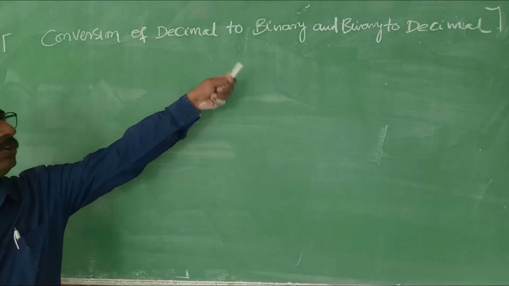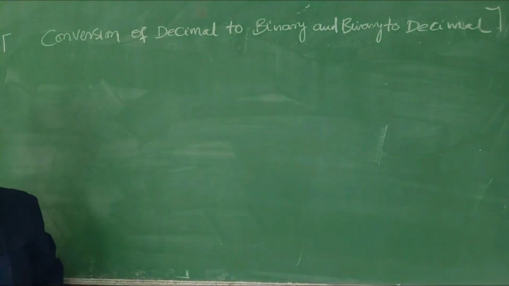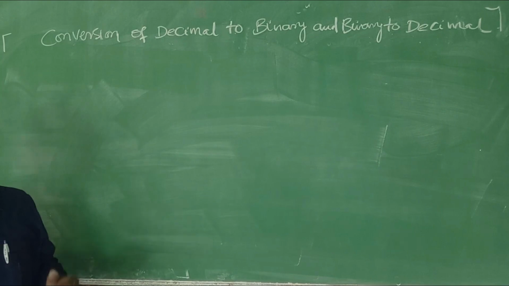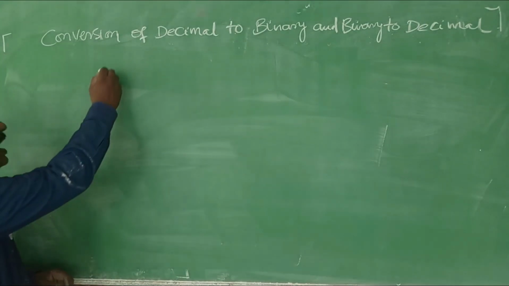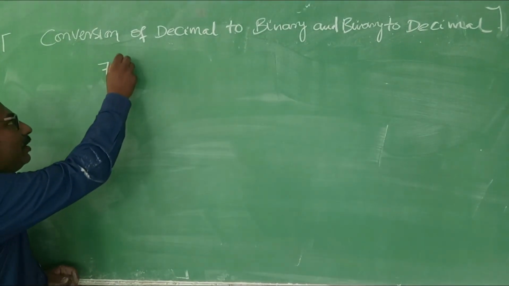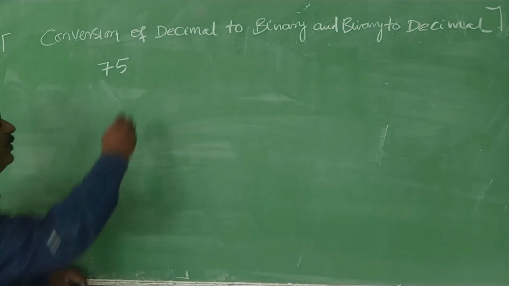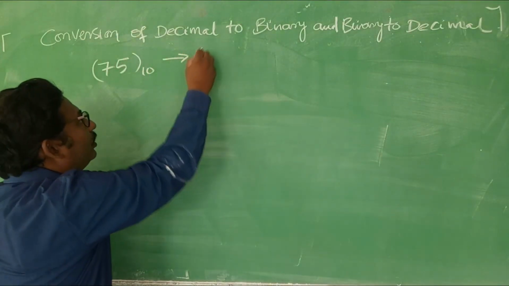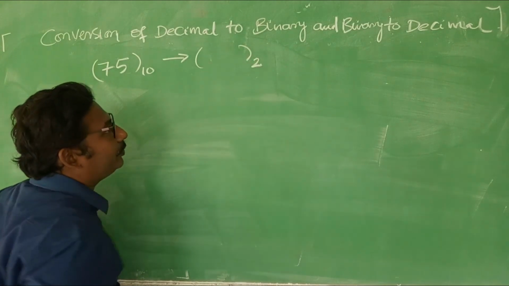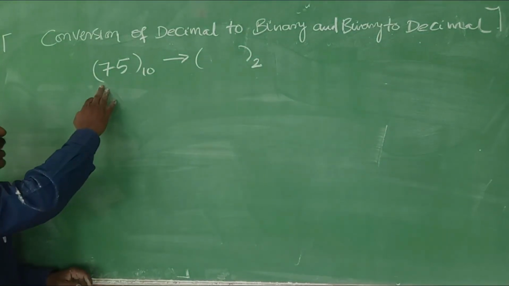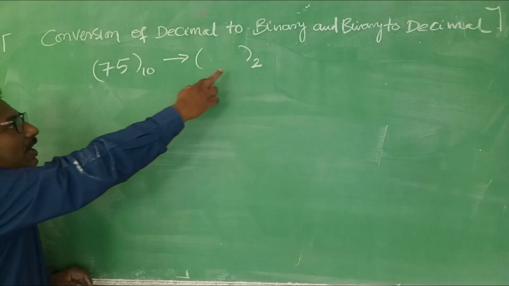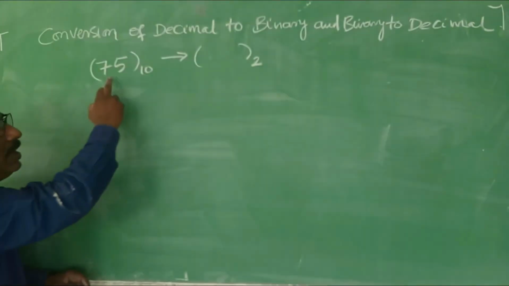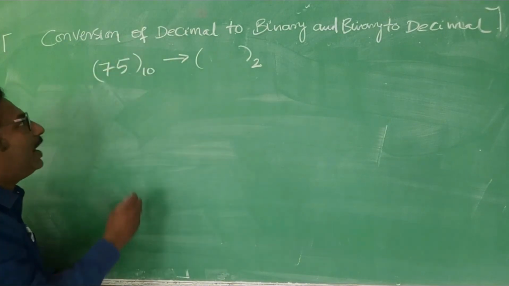Conversion of decimal to binary and binary to decimal. We are going to convert a number from decimal to binary and binary to decimal. I will take an example of 75. The number 75, that is base 10, should be converted to base 2. That means 75 is a decimal number, and I have to convert it into binary.